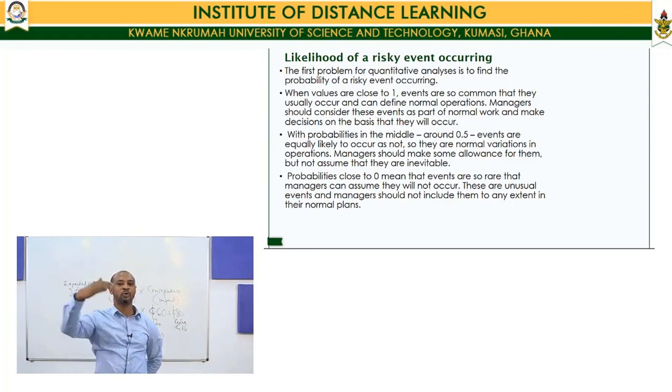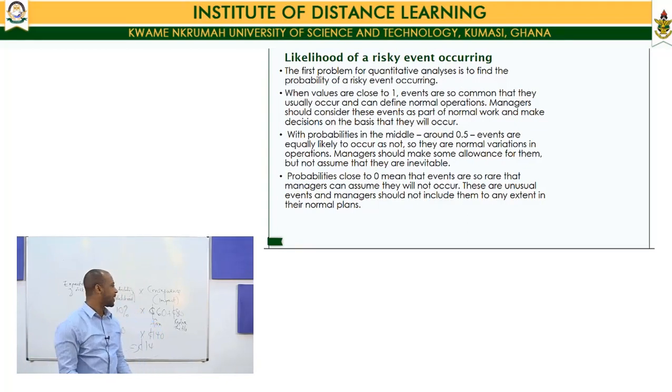Now, when values are close to 1, that is near 100%, it means that they are most likely to occur and can define normal operations. So managers will normally consider this event as part of normal work and make decisions on the basis that they will occur. So, assuming we found that the likelihood of this fan falling was 95%, you can say definitely the falling will occur. So it is better you decide as though it has fallen already.